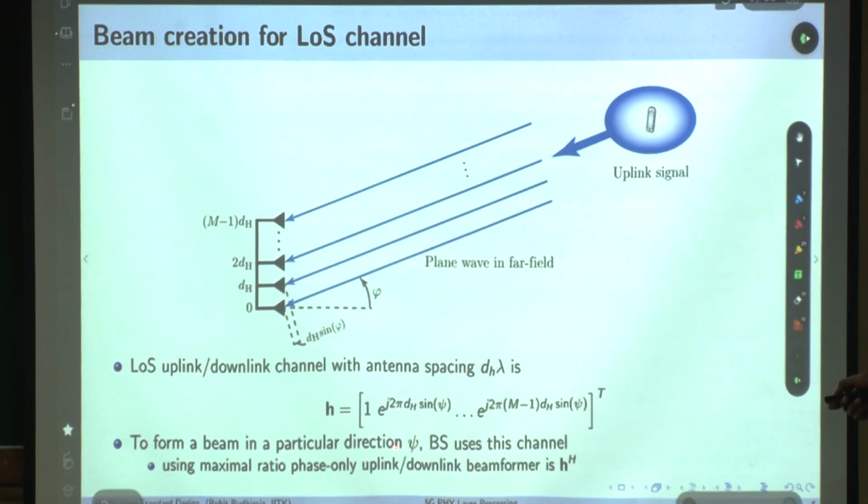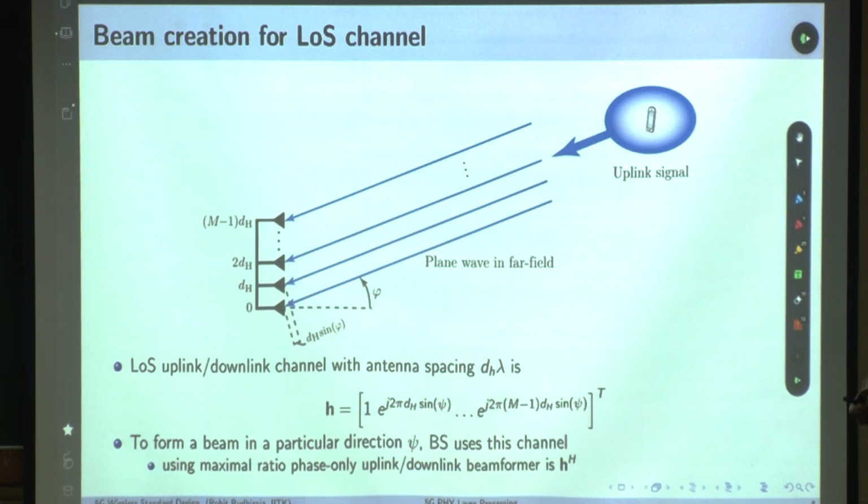To form a beam in a particular direction phi, the base station uses this channel, using a maximal ratio, phase-only uplink or downlink beamformer, combiner or precoder. So that's what I showed in the last slide. What will the base station do? The Hermitian of this in a particular direction. That's the precoder it has to use. And if it has 64 antennas, the beam will be a pencil beam. If it has 32 antennas, it will be slightly broader than that.